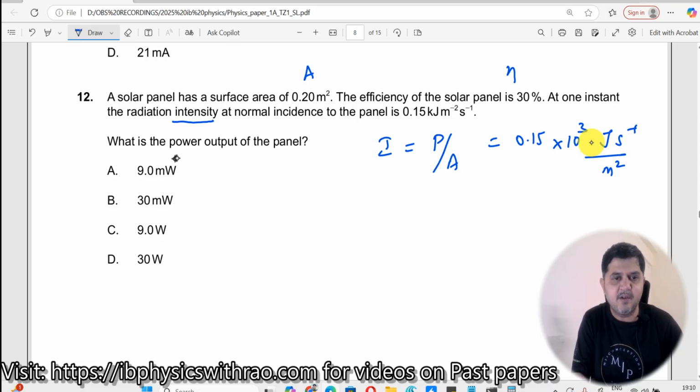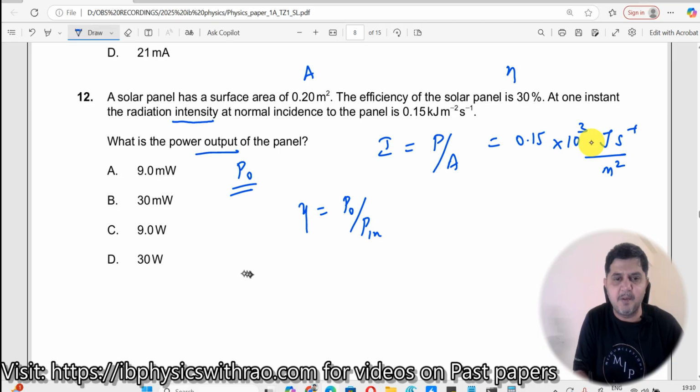Intensity is given. What is the power output of the panel? Okay, when power output and efficiency are given, then immediately recall the formula. Eta is equal to output power by input power. Okay, so he's asking you the output power. Output power should be equal to eta multiplied by input power. What is the value of eta? Eta is nothing but your efficiency, 30%, which should be 0.3 multiplied by input power.